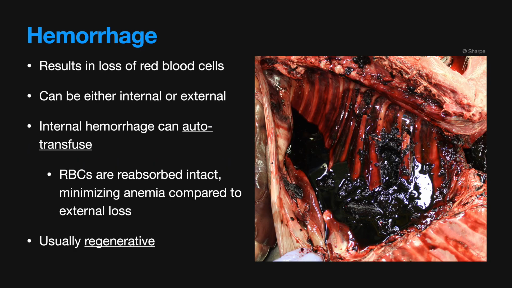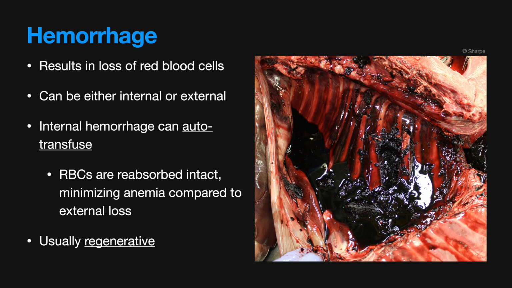With that background, we can now look at the common causes of anemia. Hemorrhage is the first H on our list. Massive blood loss results in the loss of red blood cells, and this can be either internal, inside the body, or external, with blood releasing out into the environment.